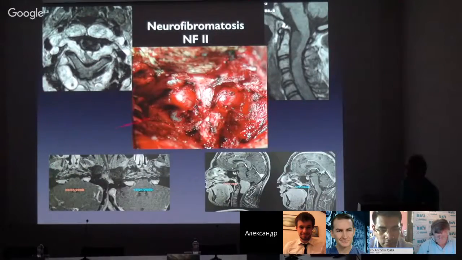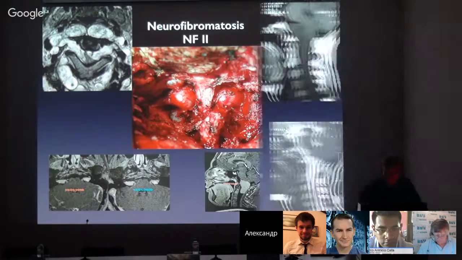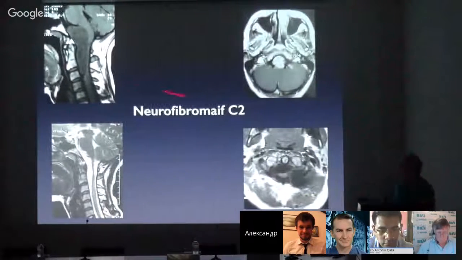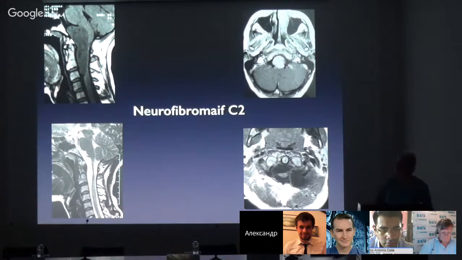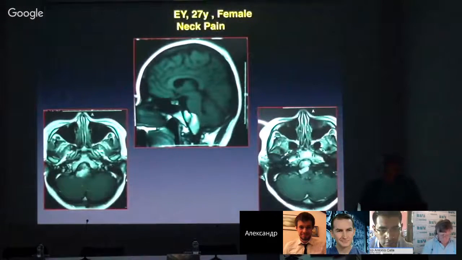Neurofibromatosis, benign tumor here, bilateral, large tumor like this. You can go and do it. It's easier, much easier than a meningioma. Another one, coming up and down. Just follow the tumor. It's a schwannoma, neurofibroma. Decompress and follow it. You can do it, I also have a nice plan.